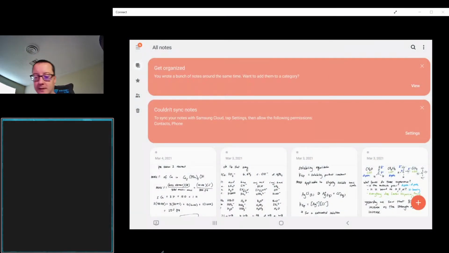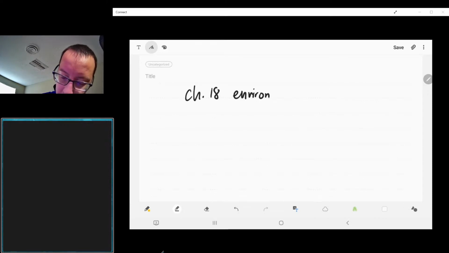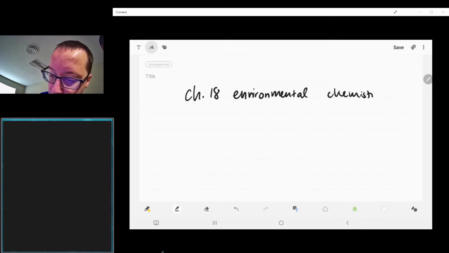Alrighty. So, today we are going to start chapter, what is this, 18 now? Which is going to be on environmental chemistry. Now, interestingly enough, this topic is a very important one, but it is typically not covered in most Gen Chem 2 classes. So this is going to be my first time teaching this particular chapter because most colleges skip it in their curriculum. So we'll see.